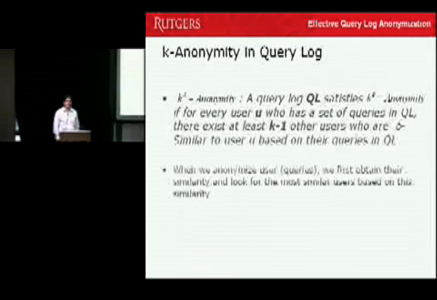So all right, let me talk about the first proposed definition that we have for giving something akin to k-anonymity in query logs. And then you can see how this is tailored to the query log environment. So instead of k-anonymity, we actually propose something called k-delta anonymity. We say a query log QL will satisfy k-delta anonymity if for every user you have k-1 other users who are delta similar to that user based on their queries in QL. And you'll understand why delta similar in just a minute.